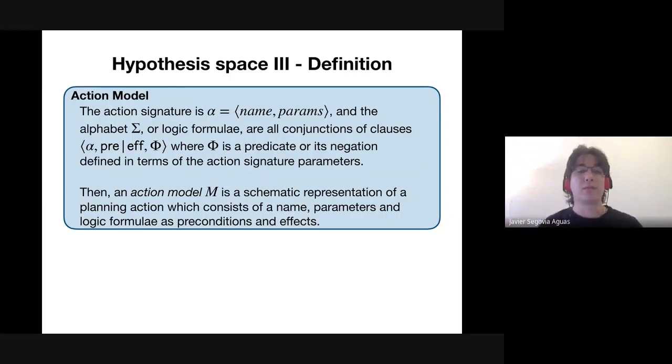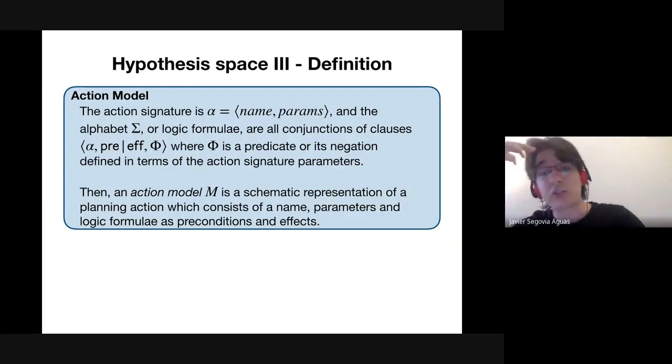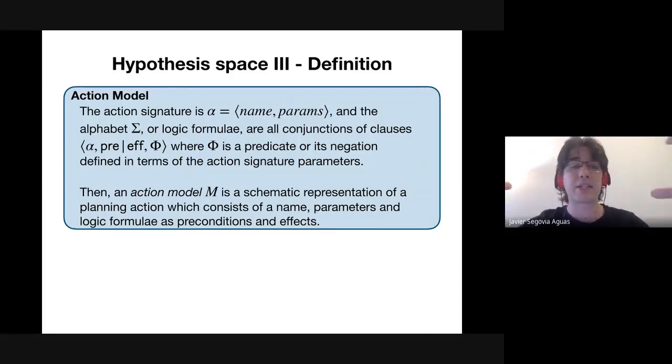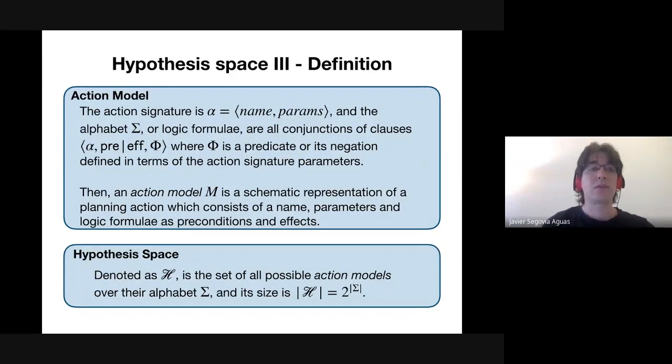Then an action model is a schematic representation of a planning action, like the planning actions we showed previously in the PDDL for Unstack, which consist of a name, parameters, logic formulas, preconditions, and effects. So we would just want to learn this planning action. And what is the hypothesis space? This is denoted as H, where it is a set of all possible action models that can be defined over an alphabet sigma, that is defined with all the possible combinations of positive or negative predicates in my world.